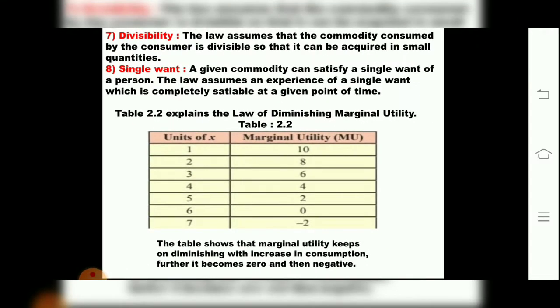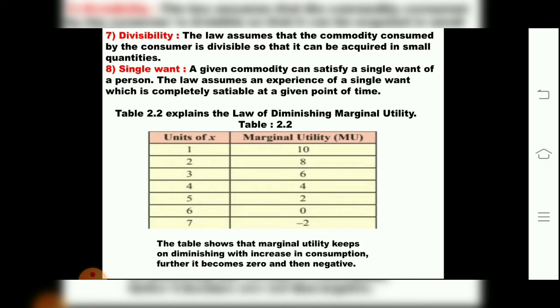So this is what the table shows, the explanation of the table you will write. This table shows that marginal utility keeps on diminishing with an increase in consumption. Further it becomes 0 and then negative. So the table explains that units of commodities have been given, and marginal utility is given.